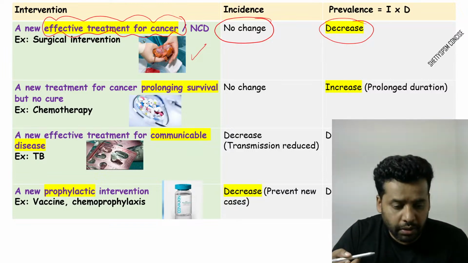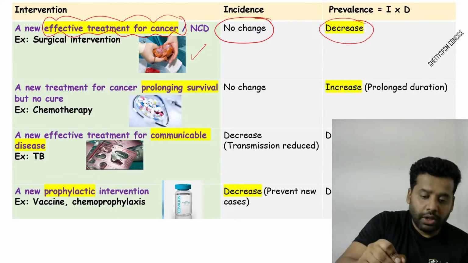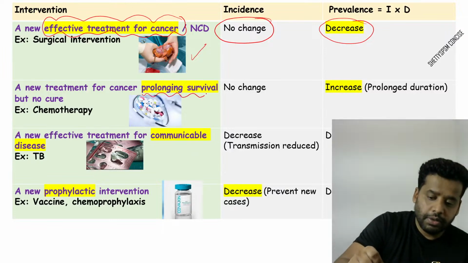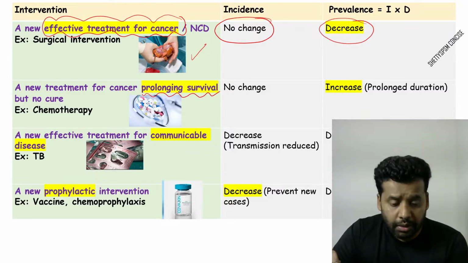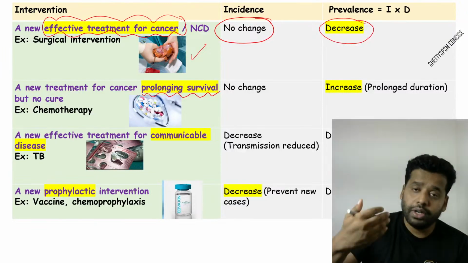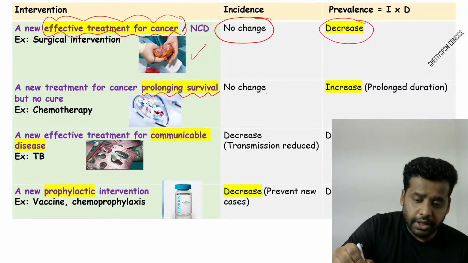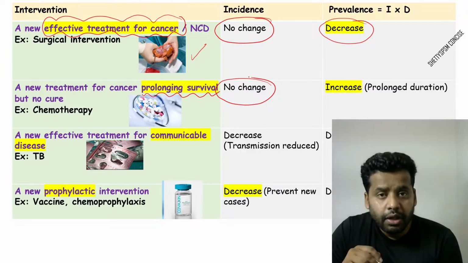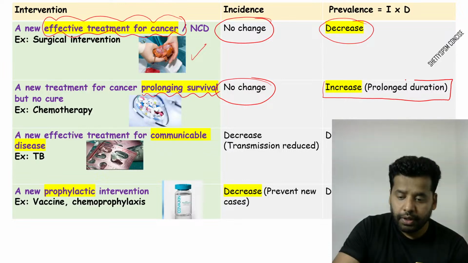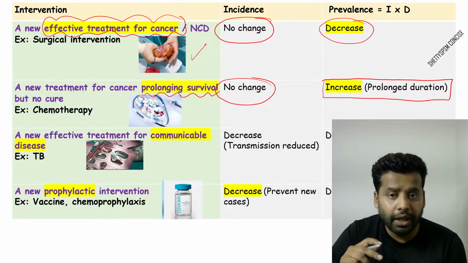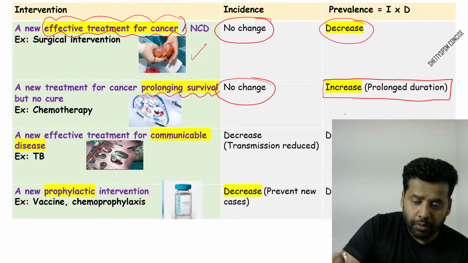Once again, look at the question, what they are asking. A new treatment for cancer prolonging the survival means the duration is increased. There is no cure, but here you are prolonging the survival, the duration is prolonged. Incidence will not change, it stays the same, you're not preventing anything, but prevalence will increase. The duration of disease is prolonged, no? So prevalence will be more.